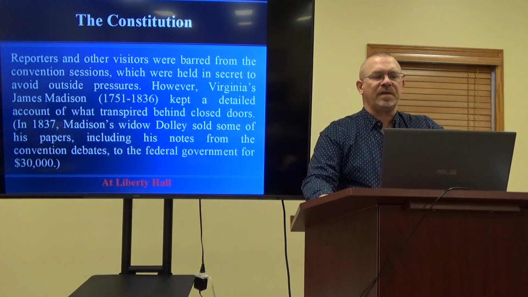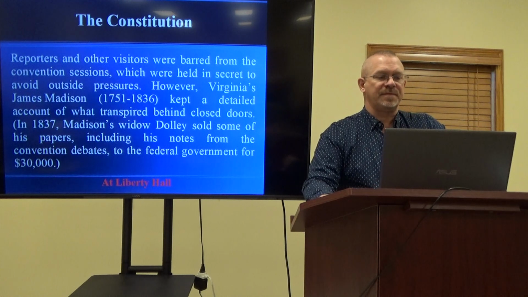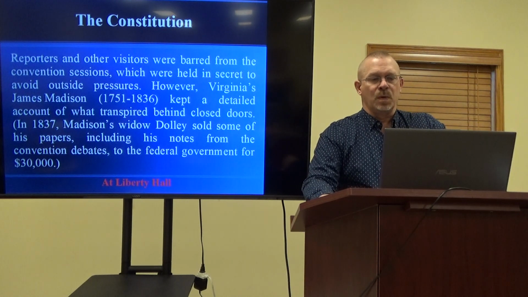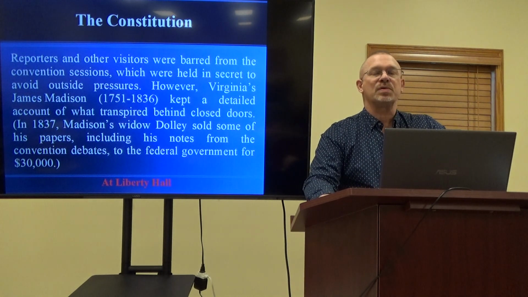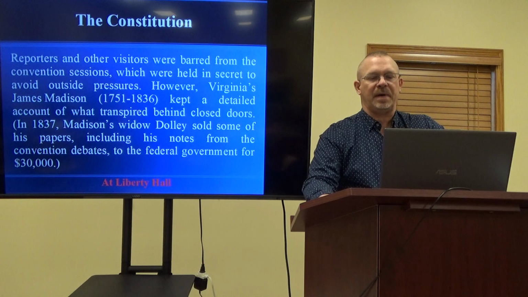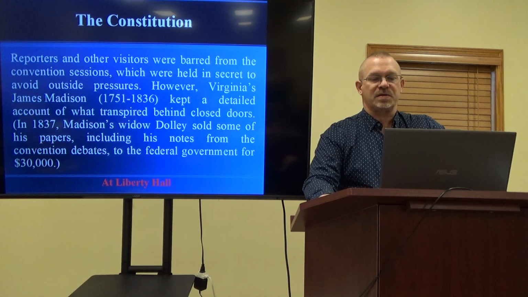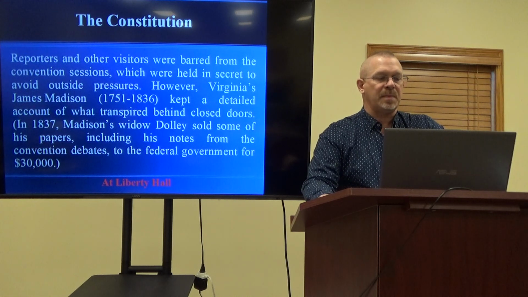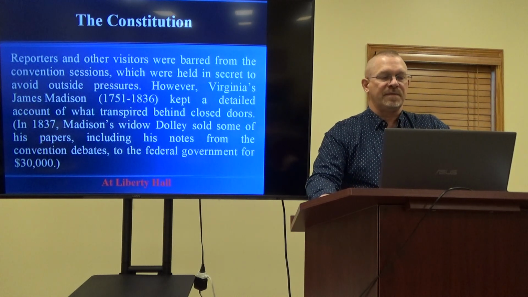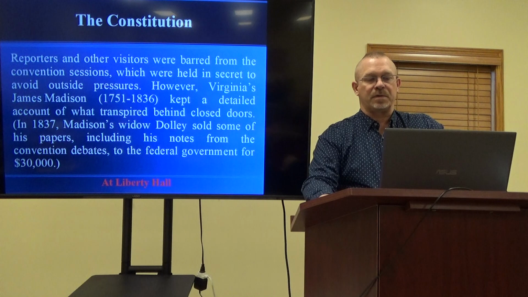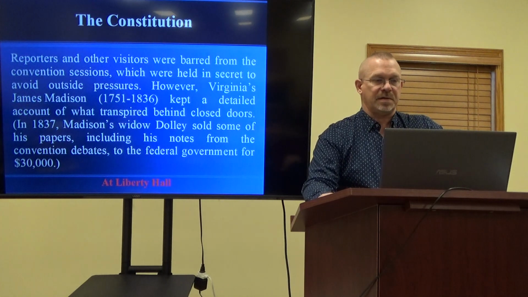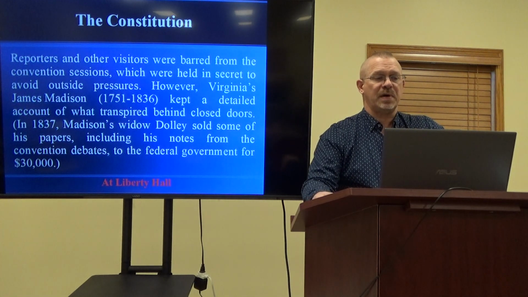Reporters and other visitors were barred from the convention sessions, which were held in secret to avoid outside pressures. However, Virginia's James Madison kept a detailed account of what transpired behind closed doors. In 1837, Madison's widow, Dolly, sold some of his papers, including his notes from the convention debates, to the federal government for $30,000, which is huge money then.